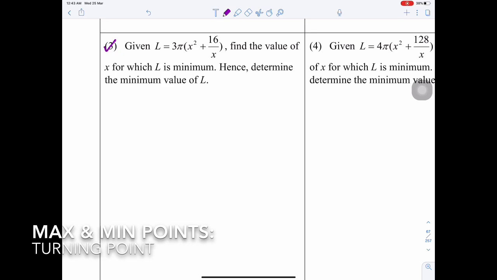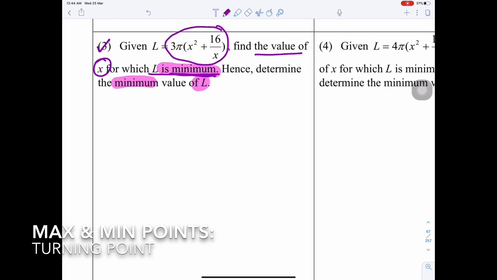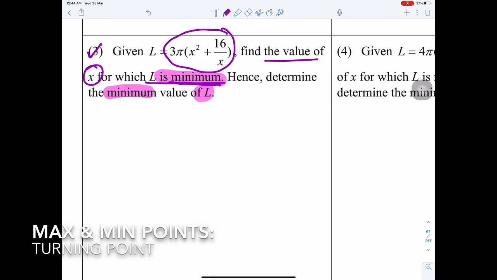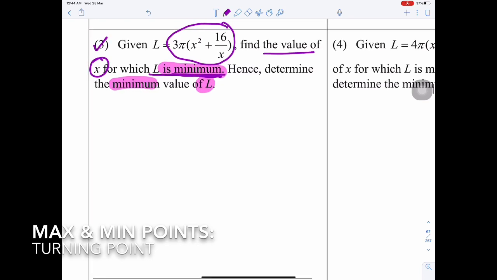Let's say this one. Given L, this is the equation. Find the value of x for which L is minimum. From this question, it is given that L is minimum. Hence determine the minimum value of L. So first, what we do is differentiate dL with respect to x.